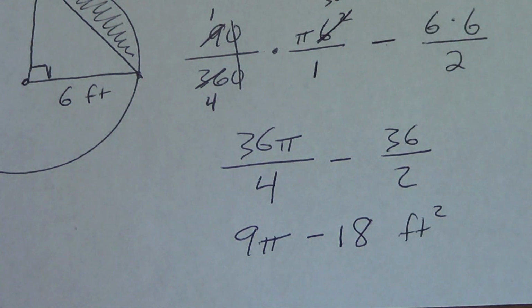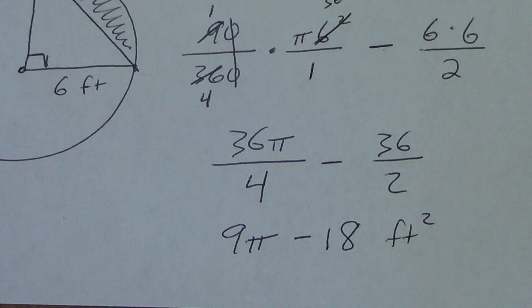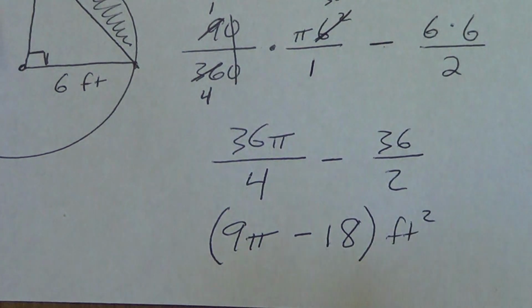Now, this is how we're going to write our answer, so pay attention here. This right now looks like the feet squared is only with the 18, and the 9 pi doesn't really have a label. So instead of writing 9 pi feet squared minus 18 feet squared, we're going to put this in parentheses to say all of this is the number and the feet squared goes with all of it. Okay, so that's how we're going to write that answer. 9 pi minus 18 feet squared. Now once again, we can type it into a calculator if we really want to and get a decimal, but most of the time I'm going to tell you just leave your answer like this.